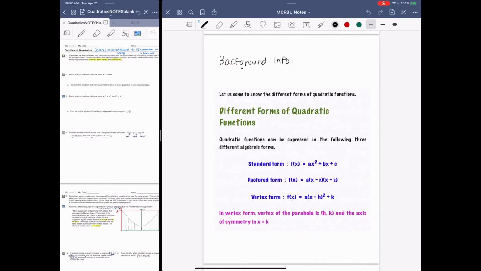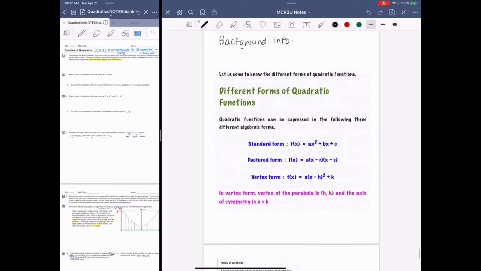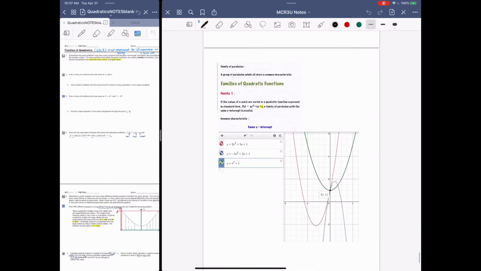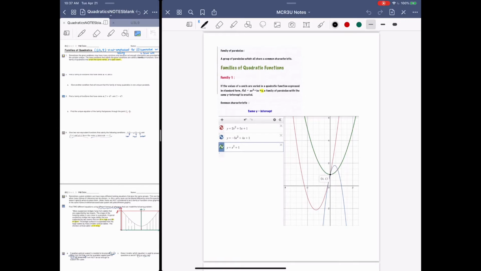Good morning, class. So before we go through the last lesson, Unit 3, Lesson 9, Family of Quadratics, we want to see a visual of what's going on. So recall that there are three different forms of the quadratic functions: the standard form, the factor form, and the vertex form. So what is a family of quadratic functions? Well, think of what makes a family. Usually there's some kind of common characteristic, some common feature between a family perhaps.